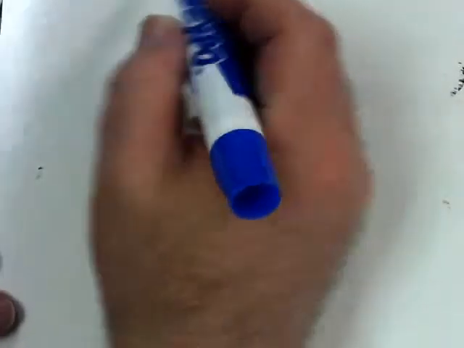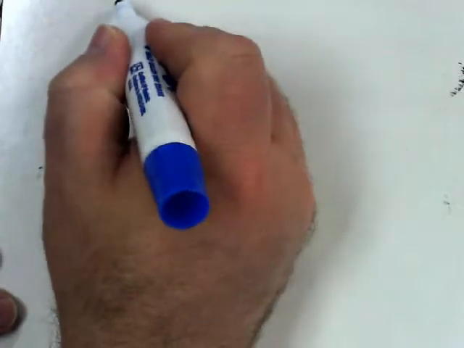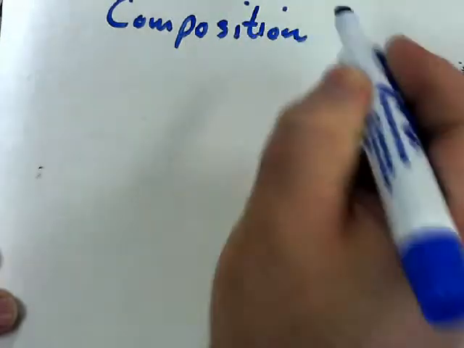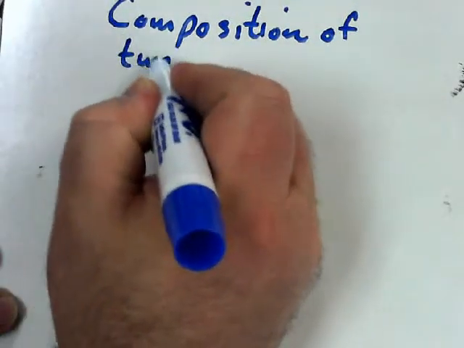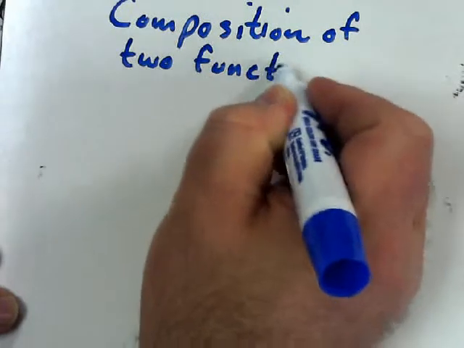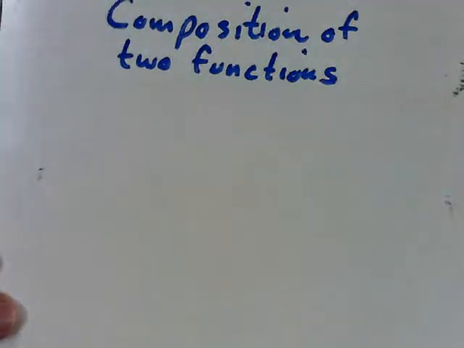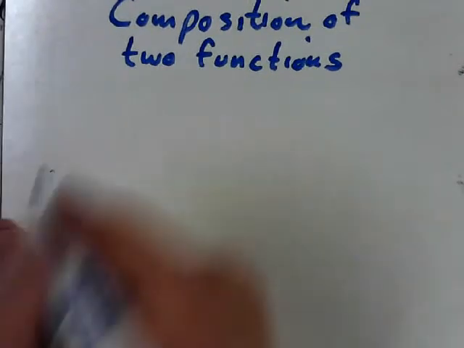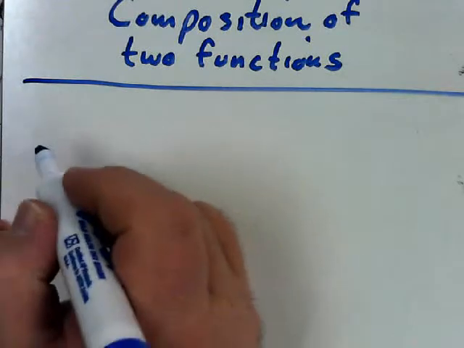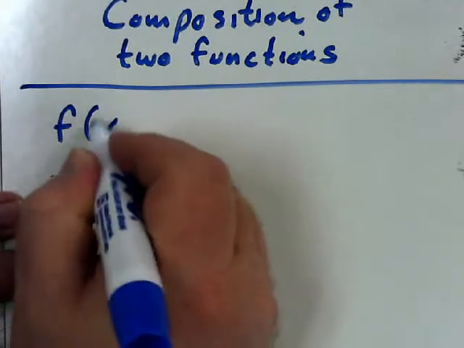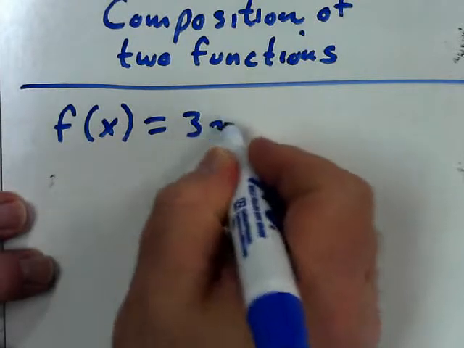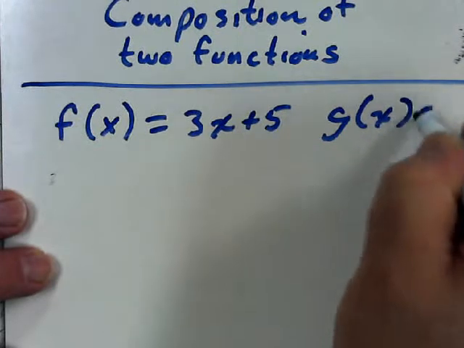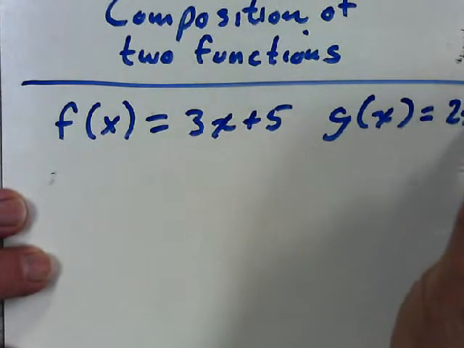Okay, today we are going to work with something called composition of two functions. In the composition of two functions that we're working here, again we're going to be working with two functions such as f of x equals 3x plus 5, g of x equals 2x minus 3.